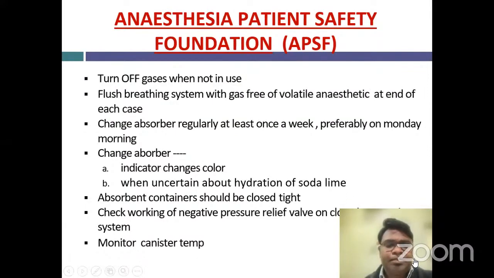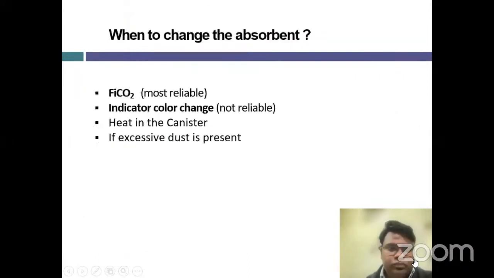The Anesthesia Patient Safety Foundation provides recommendations to reduce risk of volatile anesthetic degradation, which include turning off gases when not in use, changing absorbers regularly, at least once a week or when the indicator changes color, or at least when there is uncertainty about hydration of soda lime. Soda lime containers should be tightly closed. When to change the absorbent? Inspired CO2 level is the most reliable indicator for change of canister. Other determinants include color change of indicator, canister temperature, and excessive dust present in the canister.